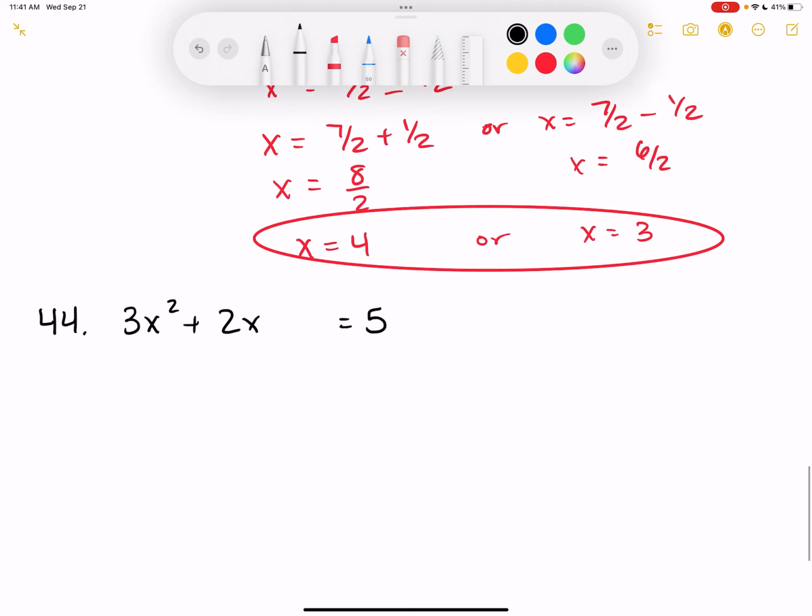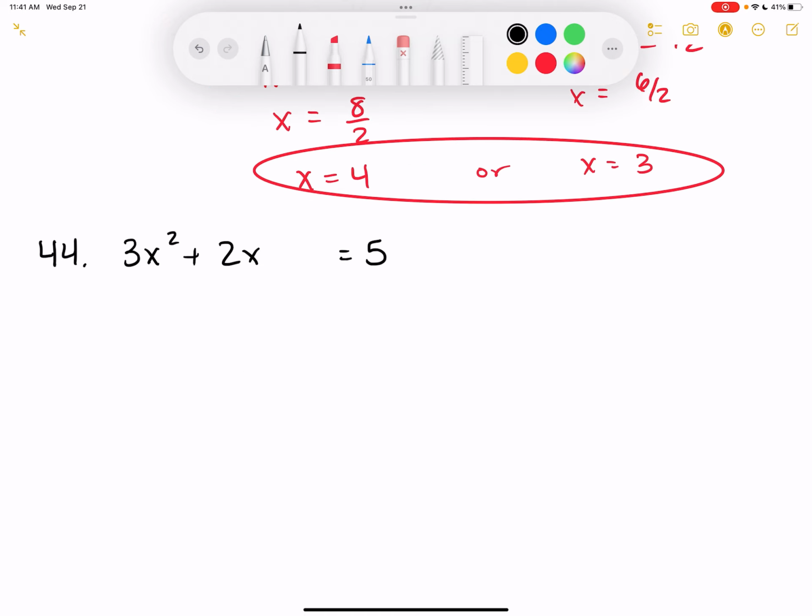All right. Step 1 and 2 already done, guys. Do it on your own.